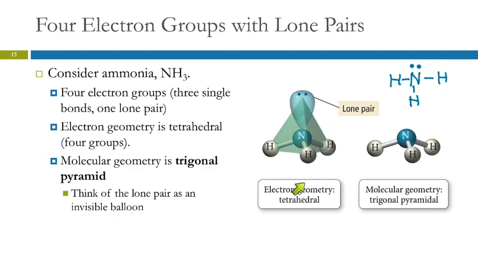So here we have an illustration of that. We have the 3 bonds to the hydrogens. Those are 3 of the groups. And then we have a lone pair. So here's the lone pair kind of sticking up. So the geometry of the electrons is tetrahedral. When we go to see the molecular geometry, we imagine that that lone pair is invisible. And we're just going to look at the atoms.